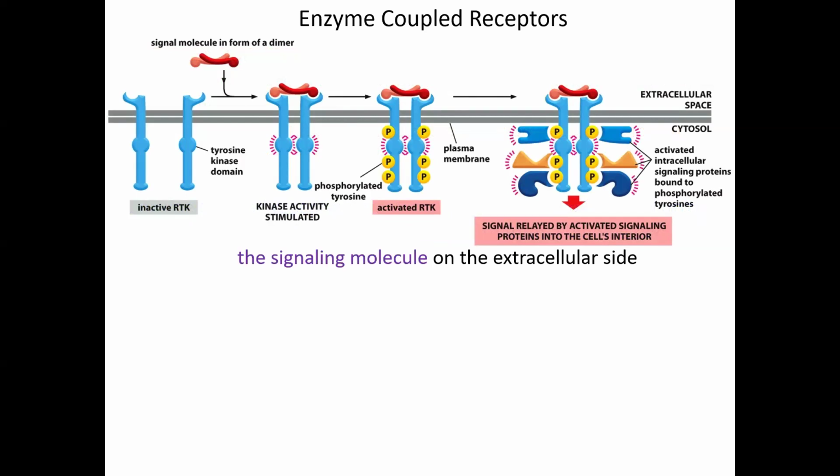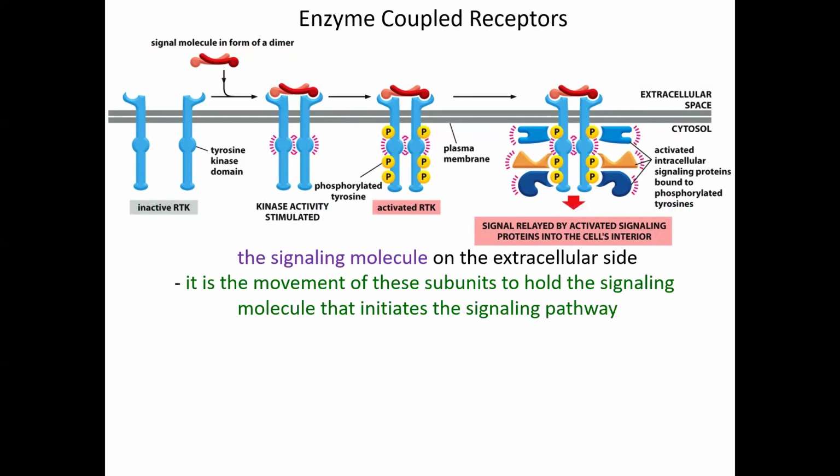So it's pretty unique for enzyme-coupled receptors. The receptor exists in two parts, and it is the ligand itself that bridges those two parts and makes them one. As these two subunits move together and are bridged together by the signaling molecule, that's going to kick off the signaling pathway.